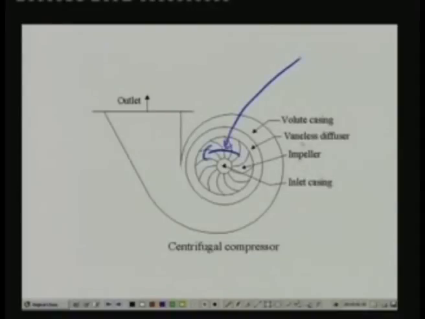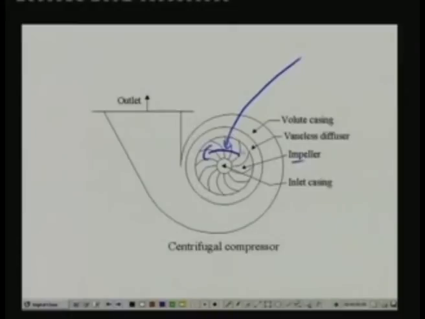This is called the impeller here, and the gas enters through this inlet casing and fills the space between the impeller blades. As the impeller rotates at high speed, it imparts angular momentum to the gas. That means the gas gains angular momentum, and the gas is thrown out because of the centrifugal action, and it enters into this vaneless diffuser.